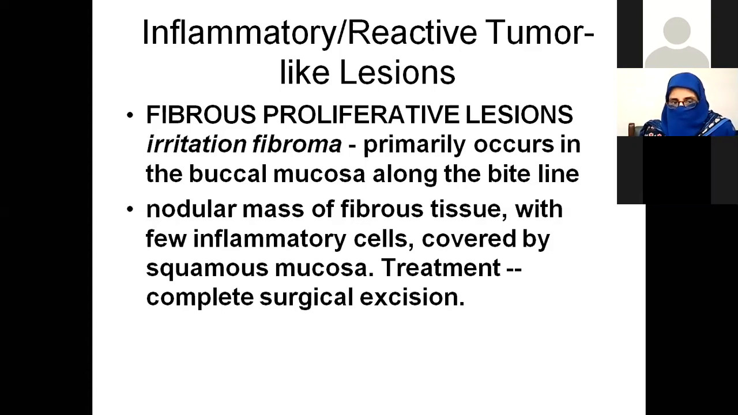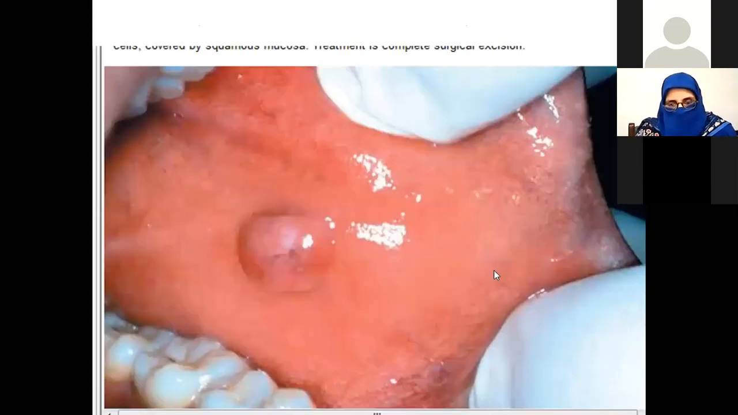So if we look at it under the microscope, how does it appear? It is composed of a nodular mass of fibrous tissue with inflammatory cells and covered by squamous mucosa. And why will it be covered by squamous mucosa? Because the normal epithelium over here is squamous mucosa. So in inflammatory reactive conditions, first is the irritation fibroma. This is the clinical view of the irritation fibroma.